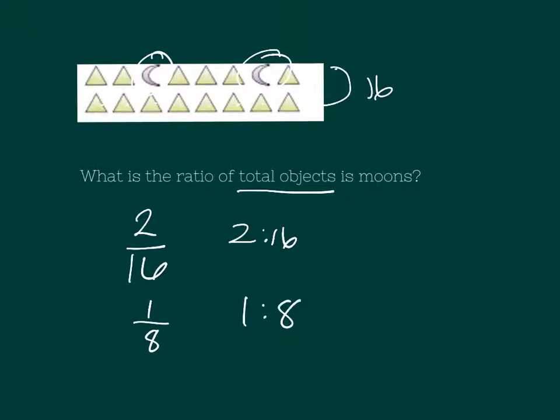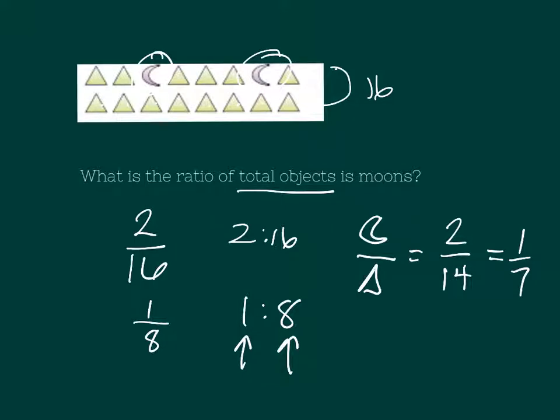That's different than asking what's the ratio of moons to triangles. That would be 2 to 14, which would be 1 to 7. So that's a really important thing to notice. You have to think about the parts and the whole here. Here you're just comparing two parts. So it's important to really read the question.